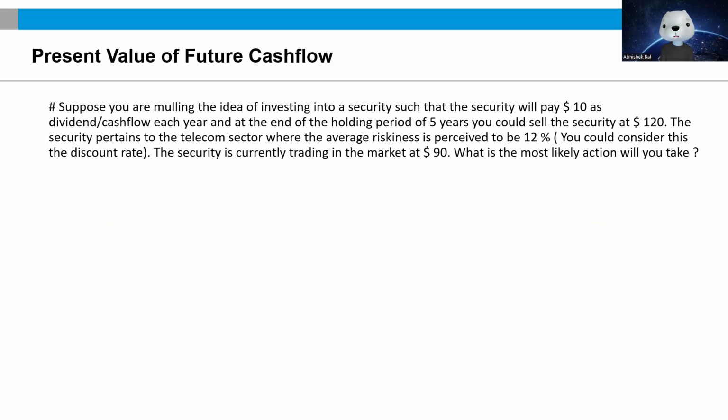And these problems are meaty. Suppose you're mulling the idea of investing in a security such that the security will pay $10 as dividend or cash flow each year, and at the end of the holding period of 5 years, you could sell the security at $120. The security pertains to the telecom sector, where the average riskiness is perceived to be 12%, which is the discount rate. The security is currently trading in the market at $90 a piece. What is the most likely action you take? And this is the kind of question you should expect in your Excel exam.